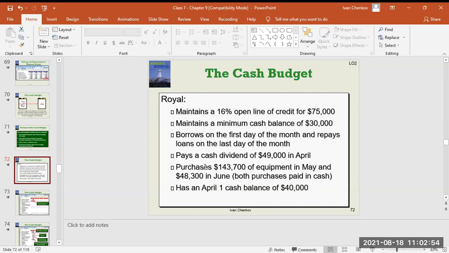The company pays dividends of $49,000 in April. So in our cash budget, we have to incorporate those $49,000. Also, the company purchases $143,700 of equipment in May, and another equipment of $48,300 in June. Both of those are paid in cash. The cash balance for April 1st is $40,000. So I'm going to copy this, and we're going to move again to the Excel spreadsheet and start preparation of the cash budget.